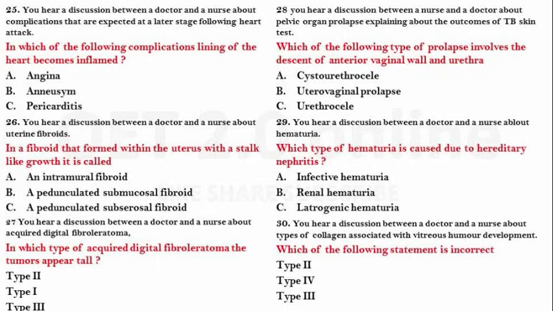The different types of hematuria categorized based on the cause are: infective hematuria is caused due to pyelonephritis, cystitis, or urethritis. Stones-related hematuria is caused due to staghorn calculi, calcium stones, or uric acid stones. Trauma-related hematuria is caused due to pelvic trauma, renal injuries, or foreign bodies.